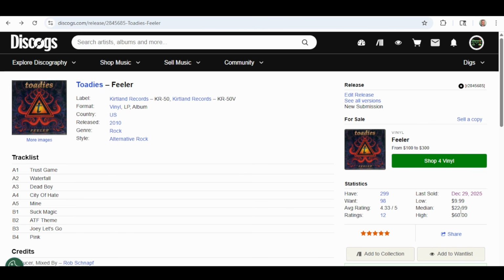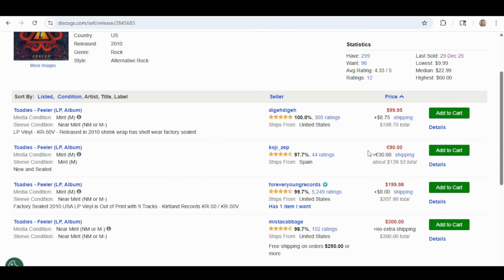So that $23 median, keep that in mind as we look at the only 4 records that are available in Discogs. This tells you here, it is rare to find this record. And here are your 4 copies, and they range from 100 US dollars all the way up to 300 US dollars. You have 3 of them that are actually located in the United States if you're in the US, and there's one located in Spain. Now the one in Spain is going to cost you, after shipping and everything is said and done, about 140.